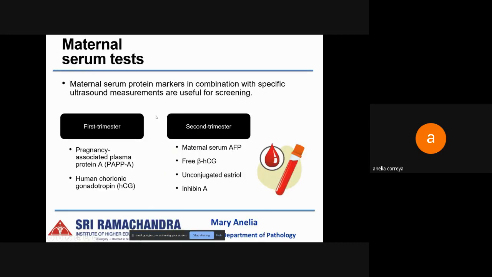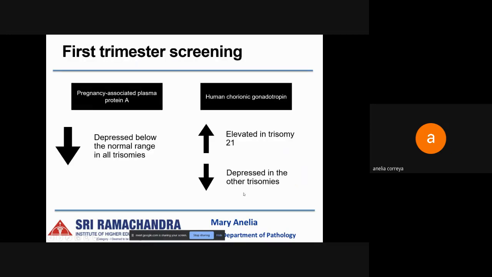Now, in association with the ultrasound findings, we need to do certain maternal serum tests which will help in the screening. There are different screening tests done for the first trimester and the second trimester. In the first trimester, we do pregnancy-associated plasma protein A and human chorionic gonadotrophin. In the second trimester, we do maternal serum alpha-fetoprotein, free beta-HCG, unconjugated estriol, and inhibin A. Pertaining to chromosome abnormalities, in the first trimester screening, pregnancy-associated plasma protein A will be decreased in all the types of the trisomies. And the human chorionic gonadotropin will also be decreased in all types of trisomies, except it will be elevated in trisomy 21.